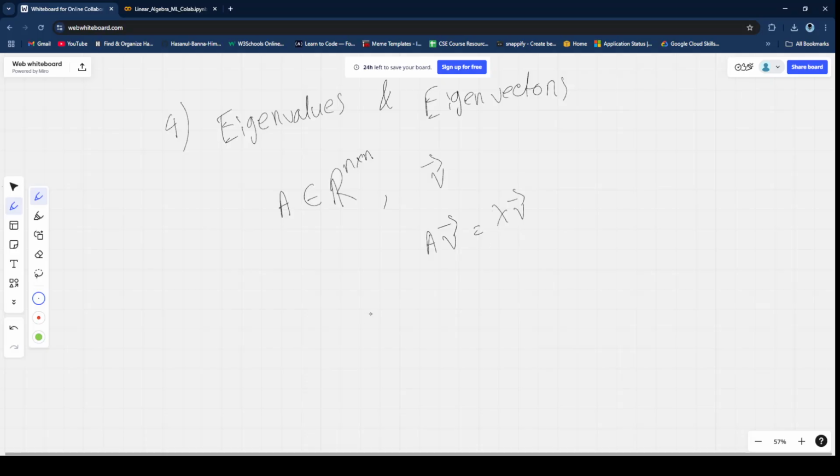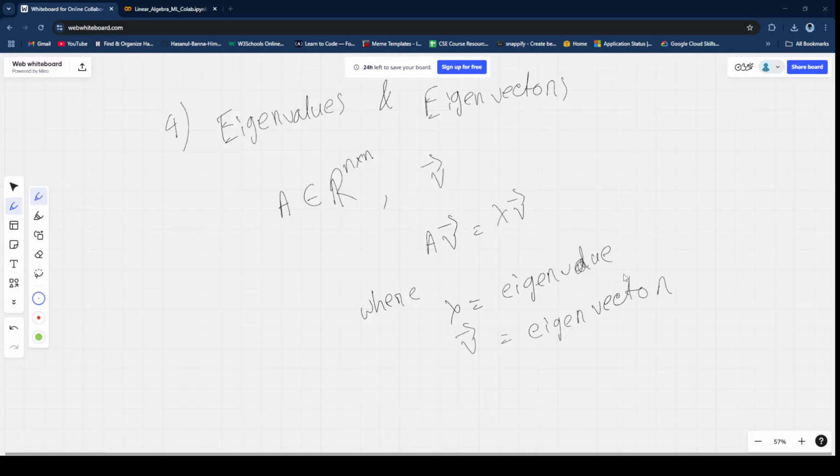Now here our lambda is our eigenvalue and our v vector is here our eigenvector. Now what does this mean? This means applying A to the v vector only scales it. It doesn't change the direction.